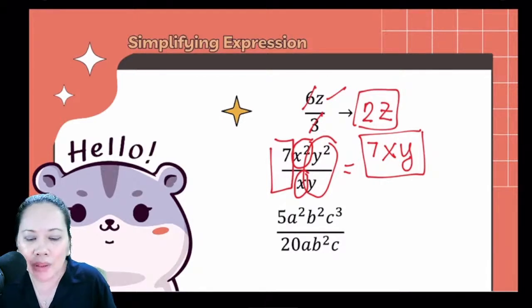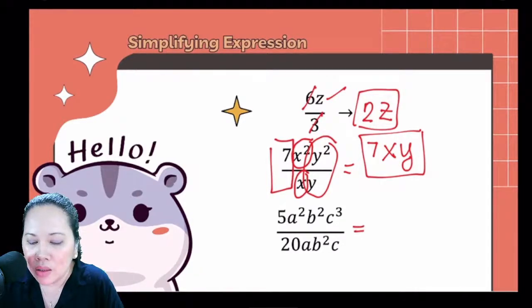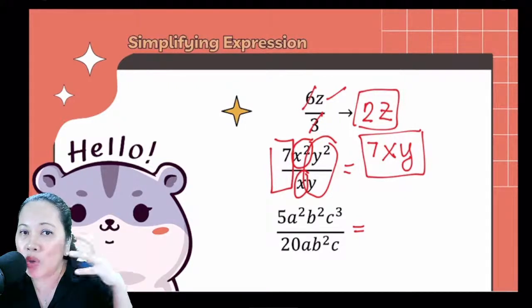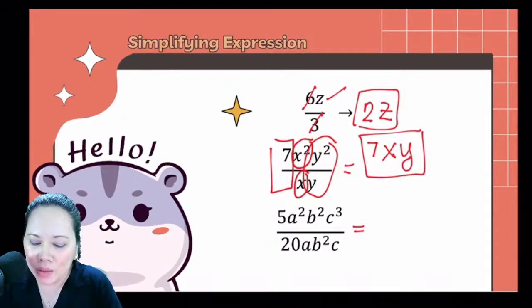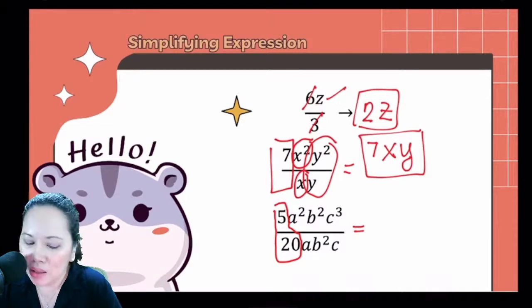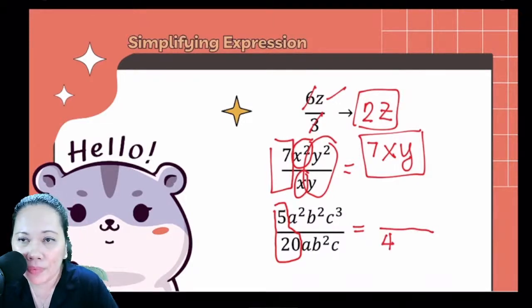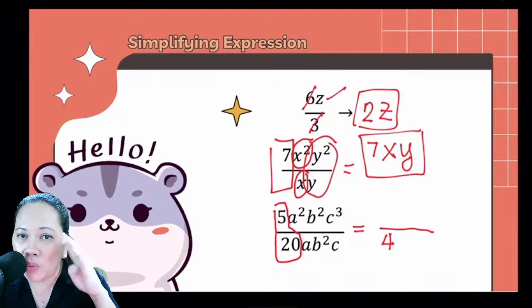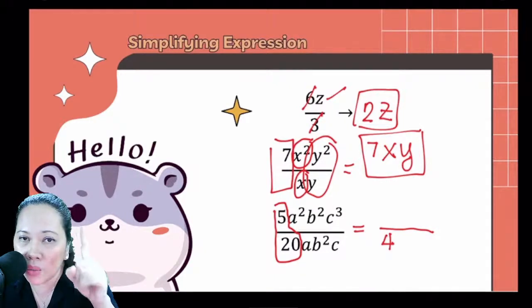Another example. So first thing that you have to do is find those common base. So this is common, this is the same. So that's 5 divided by 20. That will be 1 over 4. Okay. 5 divided by 20. So there's 1 5 on top. And there will be 4 5s below. So that's 1 over 4.